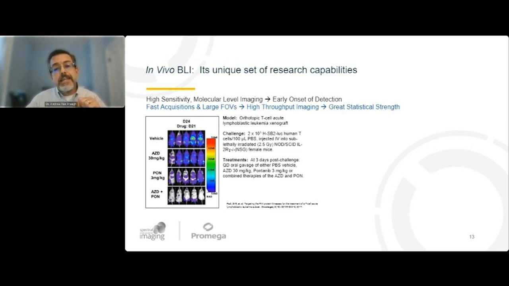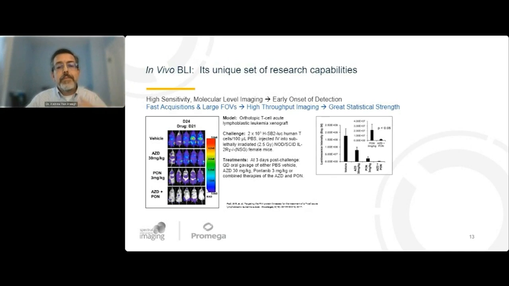And indeed, if you do a t-test analysis, you can see that you had significance of the combinatorial therapy versus vehicle nicely established. And again, this is made possible by having a high throughput number of mice that enables you to get a high N for your stat analysis.